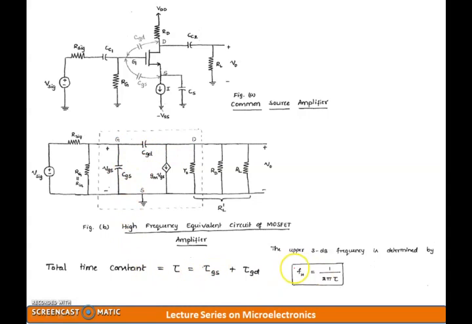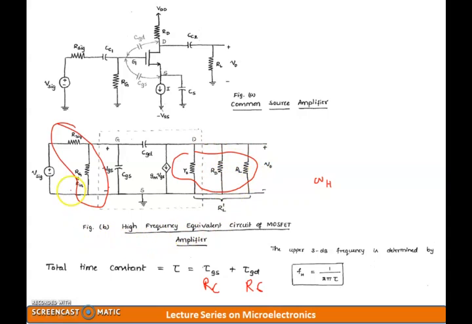Like here, for example, as we all know, instead of talking in terms of omega h, let me talk in terms of FH. FH is given by 1 upon 2 pi RC. Basically RC is nothing but my tau. Now there are 2 RCs, one RC with respect to GS, one RC with respect to GD. So when I am finding RGS, I will be considering all these resistances, and when I am finding RGD, I will be considering all these resistances.